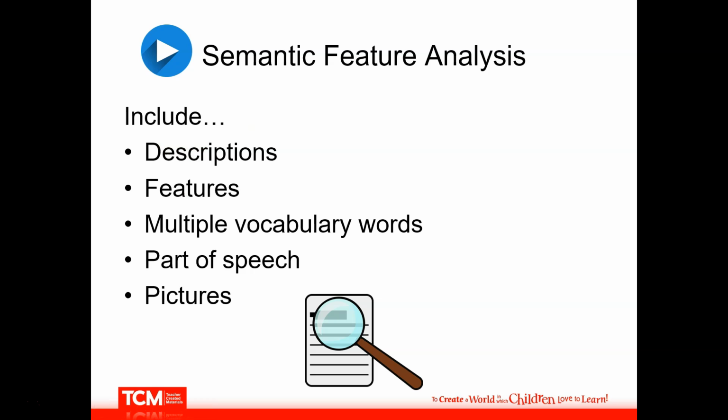And so just a few other things that we can use a semantic feature analysis grid for. We can include descriptions, features, multiple vocabulary words, parts of speech, and then even pictures for our students that are English language learners to be able to interact with this grid.